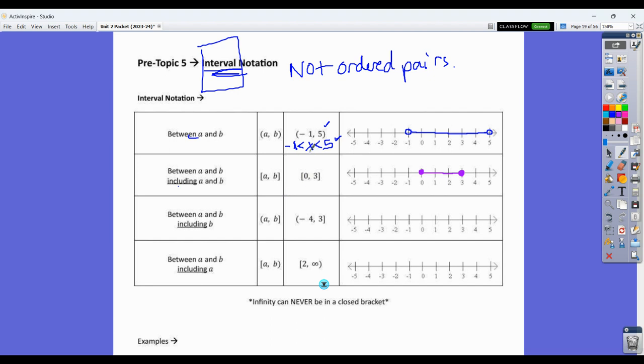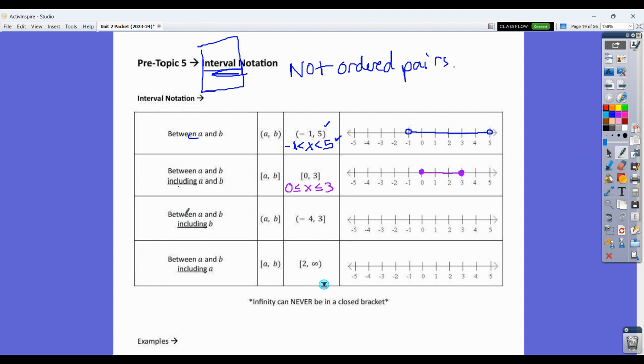Now, if you want to do that in inequality notation, you would do 0 is less than or equal to X, which is less than or equal to 3. We've used that symbol before. So you have that same idea. Again, 0, 3 is not a point. It's not an ordered pair. It is an X value and an X value that these numbers are between. And we can also write that in that manner.